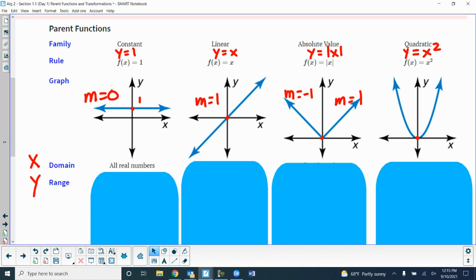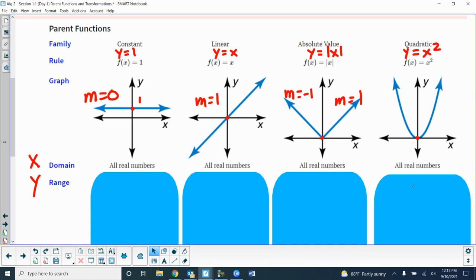What do you think? This keeps going, so can I go this way forever? Yeah, so that's also what? All real numbers. What about these? Will these just keep going? Yeah? So what do you think? All real numbers. And we already know this one, we just had a quiz over this stuff. What's the domain of these parabolas? All real numbers. That means x could be any number, right? Any positive or negative, fraction or decimal.